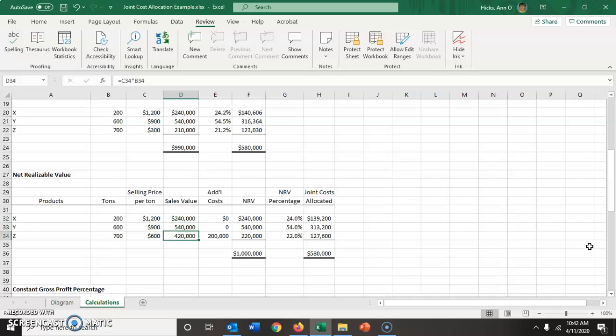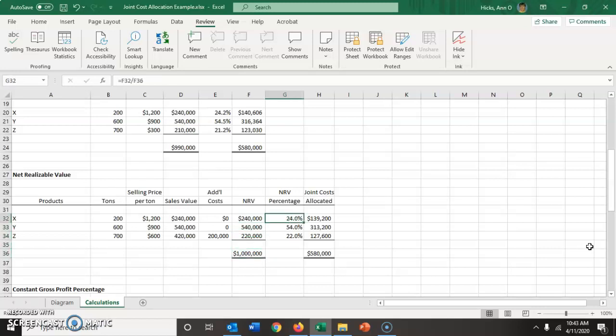But remember, Z, if we process it further, we can sell it for $600 a ton. So the sales value actually goes up to $420,000. However, we have to take out those $200,000 in additional costs. So that means we'll have a net realizable value for X of 240 because there are no additional costs, Y of 540, again, no additional costs, and then 220 for Z, which is the increased sales value minus the 200,000, for a grand total in sales at this point of 1,000,000.